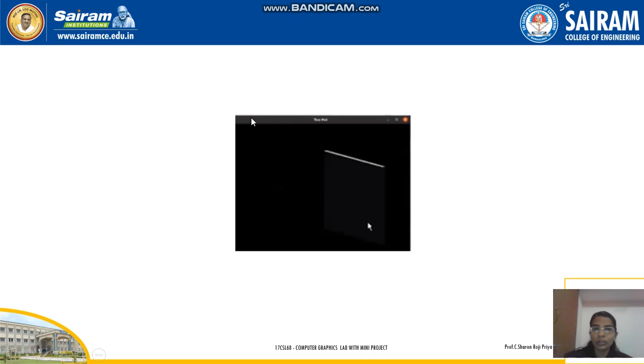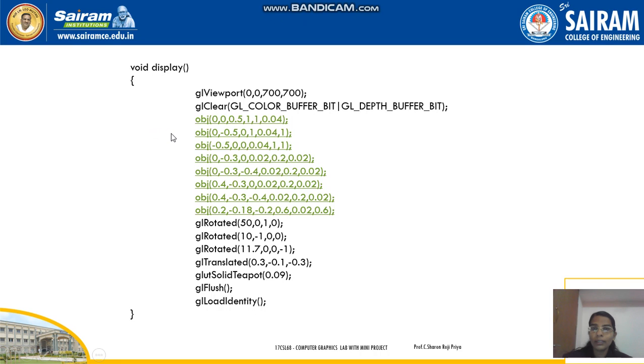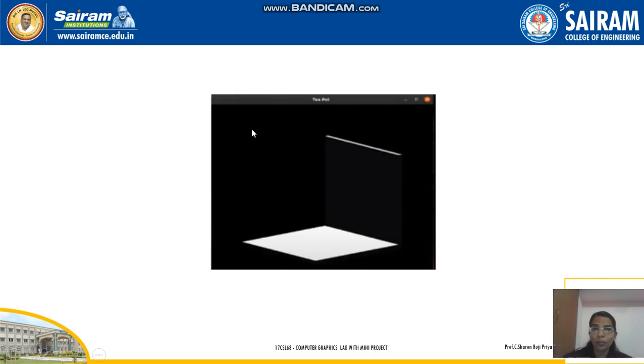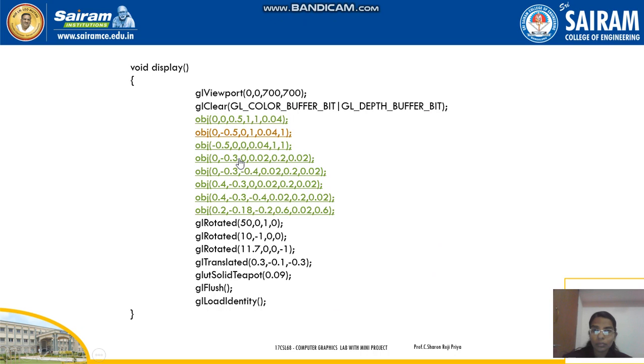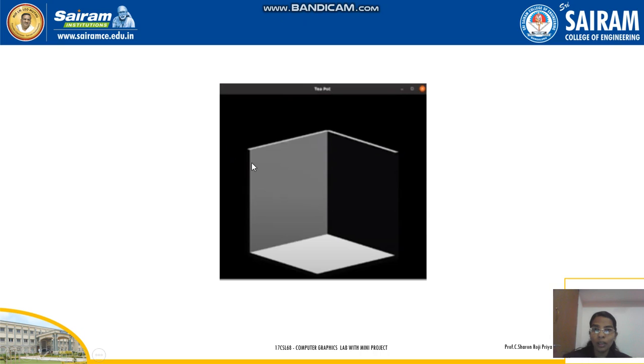Now this is the wall. Next, this line is for the next wall. This is the first wall. This wall I have kept as the ground. Next, this is for my third wall. First wall, second and third I have placed in this position.